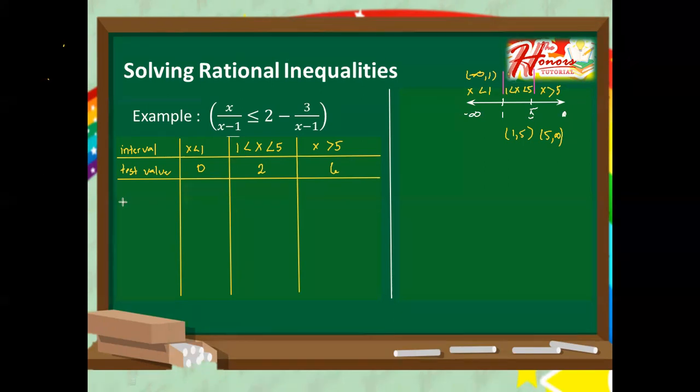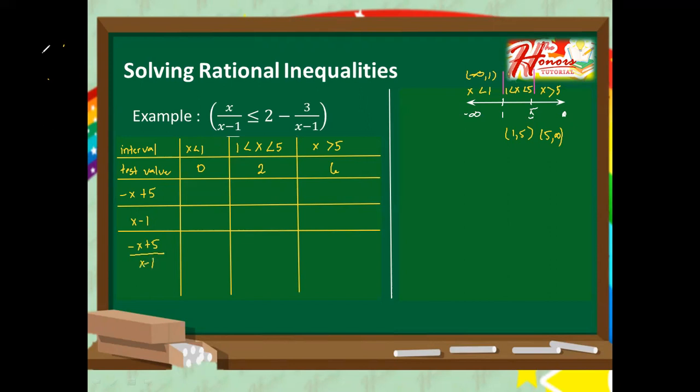Next, we should also have the numerator of our equation, and that is negative x plus 5. And then we should also have our denominator here, and that is x minus 1. And for the last part, we should have negative x plus 5 over x minus 1.